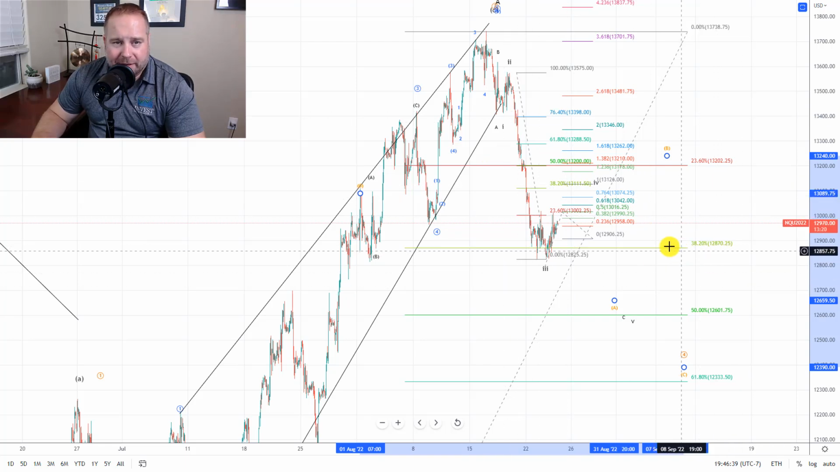But the scalp setups are really nice, and when we get those, we're taking advantage of them on the trading. So we need a little bit more information from the market to find out exactly where we're at. And we may get that this Friday with that catalyst we have coming with Jackson Hole.